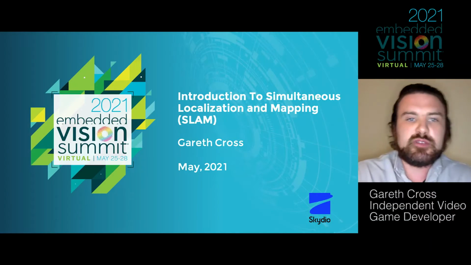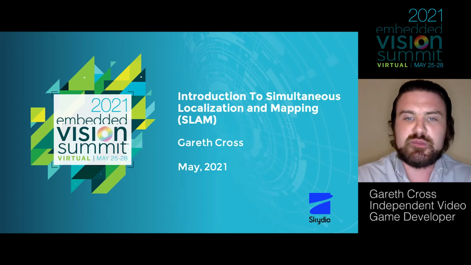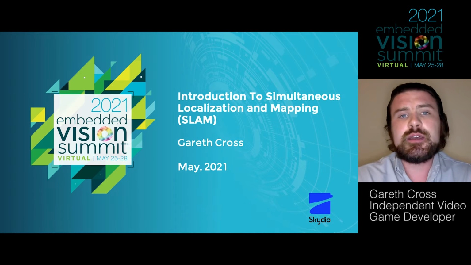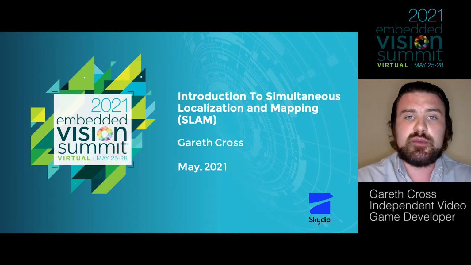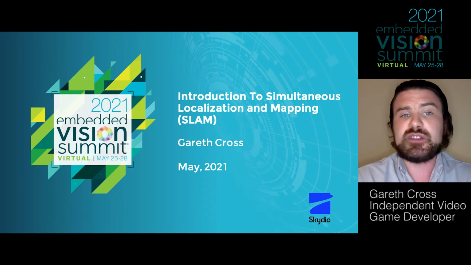Welcome to this introductory talk about Simultaneous Localization and Mapping, or SLAM as it is often abbreviated. This talk is intended as a high-level introduction. We're going to give an overview of what SLAM is, investigate a conventional visual SLAM pipeline as used with computer vision, and then look at some high-level design trade-offs that you might encounter in a SLAM problem.